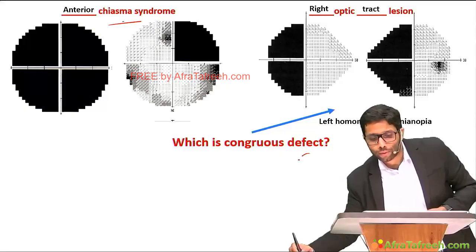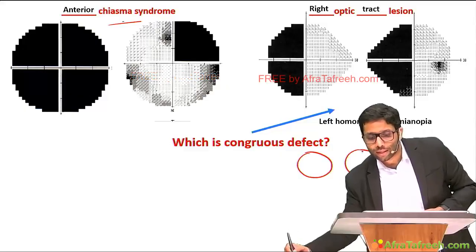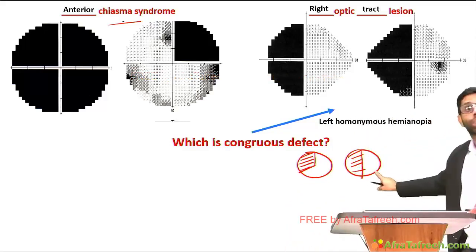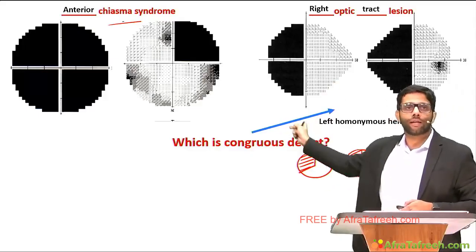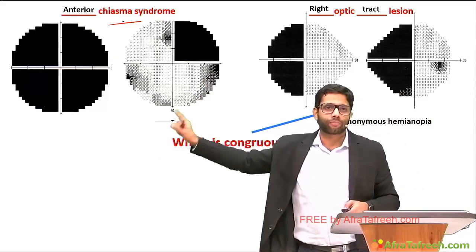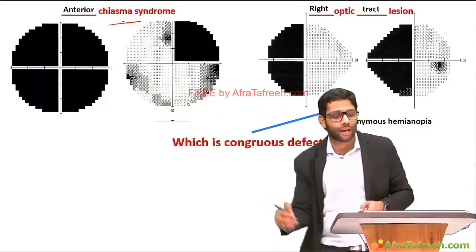Even an optic tract lesion can be asymmetrical. I have given a symmetrical example. This is an example of left homonymous hemianopia which I am drawing, but incongruous. Congruous and incongruous, both can be seen in the optic tract and chiasma. This is left anterior chiasma syndrome.